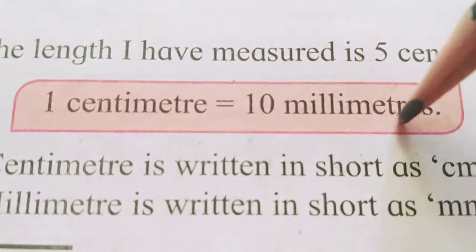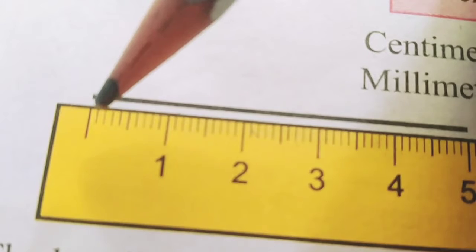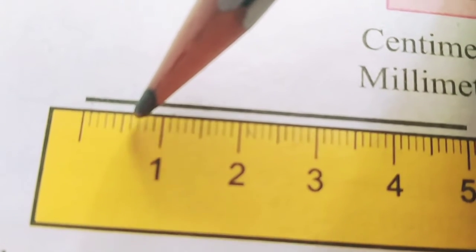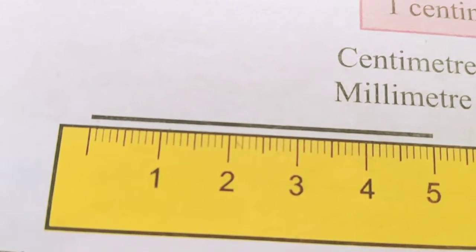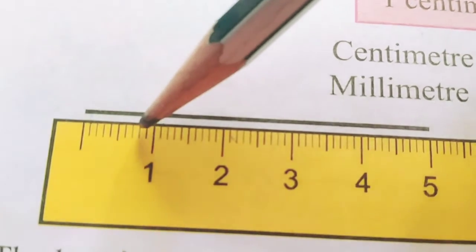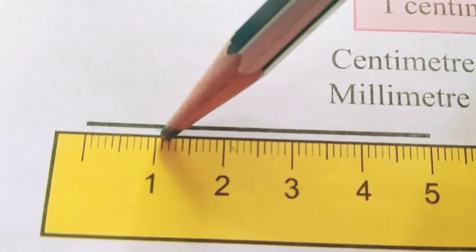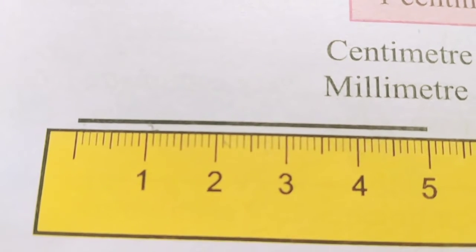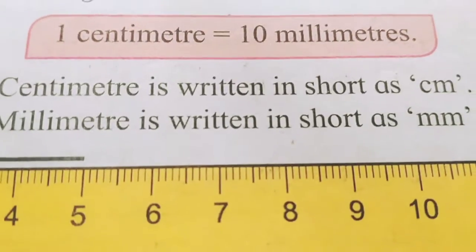Now I will explain to you about millimeters. What are millimeters? Look here, these small lines: 1, 2, 3, 4, 5, 6, 7, 8, 9 and 10. All these are the millimeters. Means 10 millimeters make 1 centimeter. In this way you have to measure the length of any object by using this ruler.